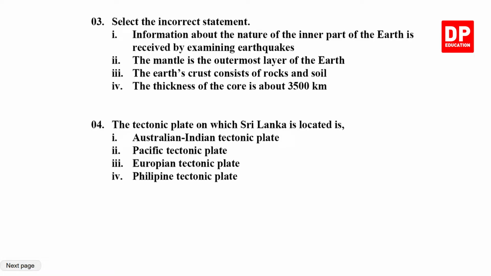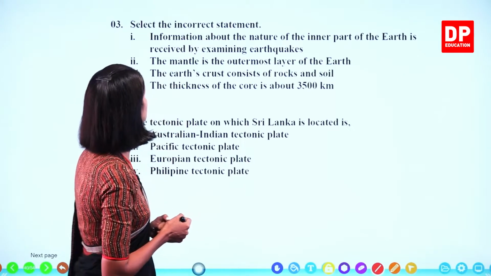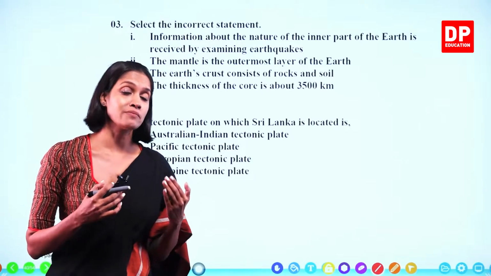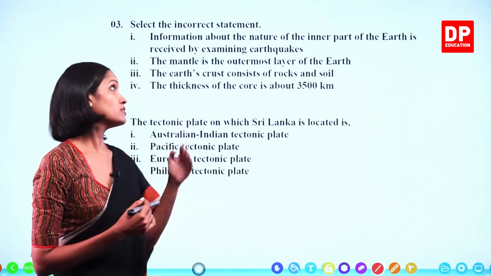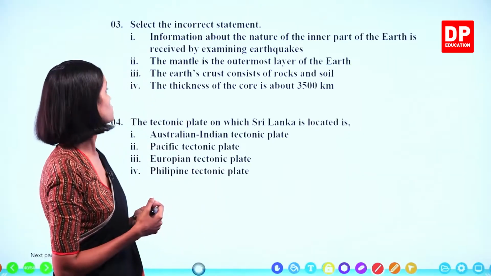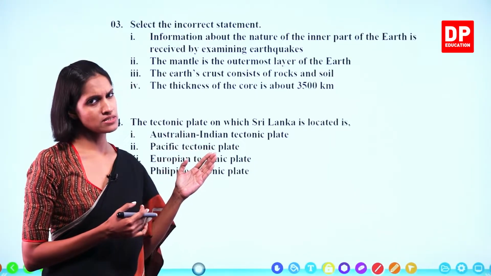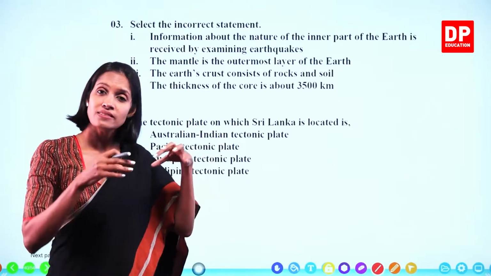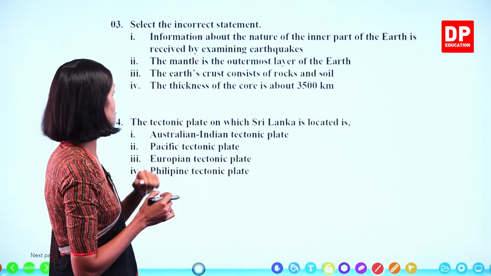Select the incorrect statement. Information about the nature of the inner part of the earth is received by examining earthquakes. That's true. By examining the strength of the seismic waves, we can get an idea about the earthquakes, and also by examining the speed of the seismic waves, right? The mantle is the outermost layer of the earth. What is the outermost layer, children? The outermost, thinnest layer is the crust, then the mantle, and the innermost layer is the core. So therefore, this second one is not correct.